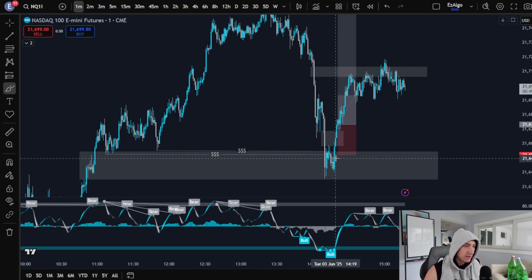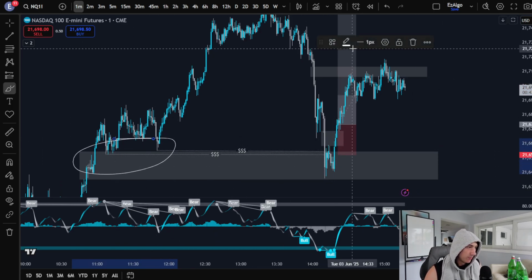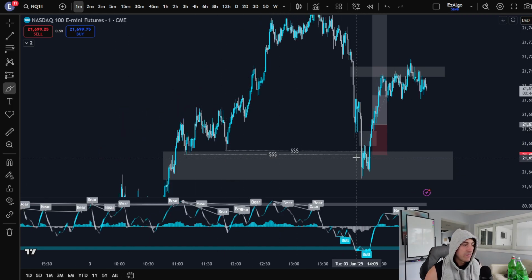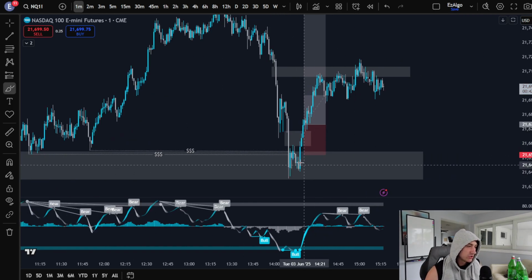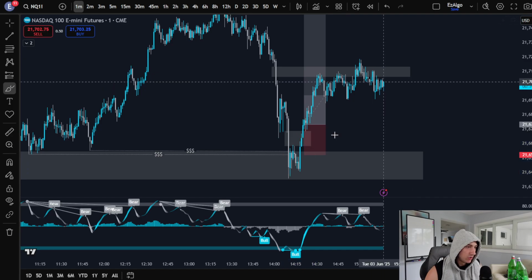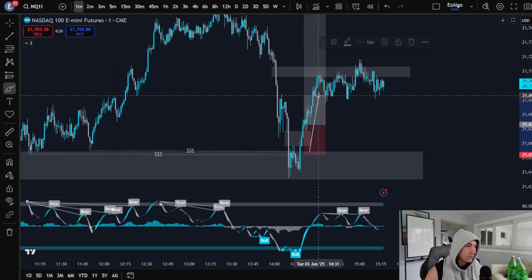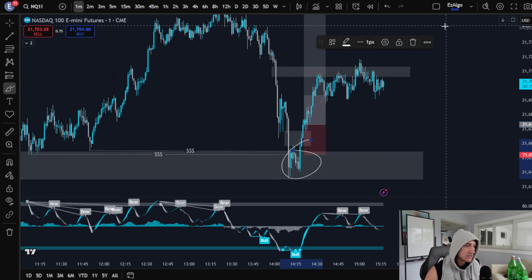This consolidation is just manipulation. It's just taking out these open orders, tagging into our higher time frame fair value gap, retesting previous structures. Momentum is clearly oversold. We're getting ready for a move back up, and then we continue to the upside. So this move is manipulation right here.